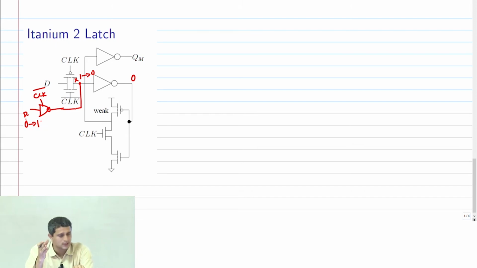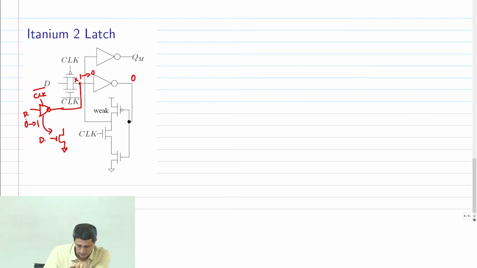Now, when that happens, what will happen to this path? There's basically a NMOS transistor here, right? This guy has one NMOS transistor to ground, which is connected to D. And this is now becoming 1. So there is a pull down path like this. Earlier, when the intermediate node was storing a 1, it was being pulled up through which transistor? Through the weak transistor that is shown here. This was the pull up path.